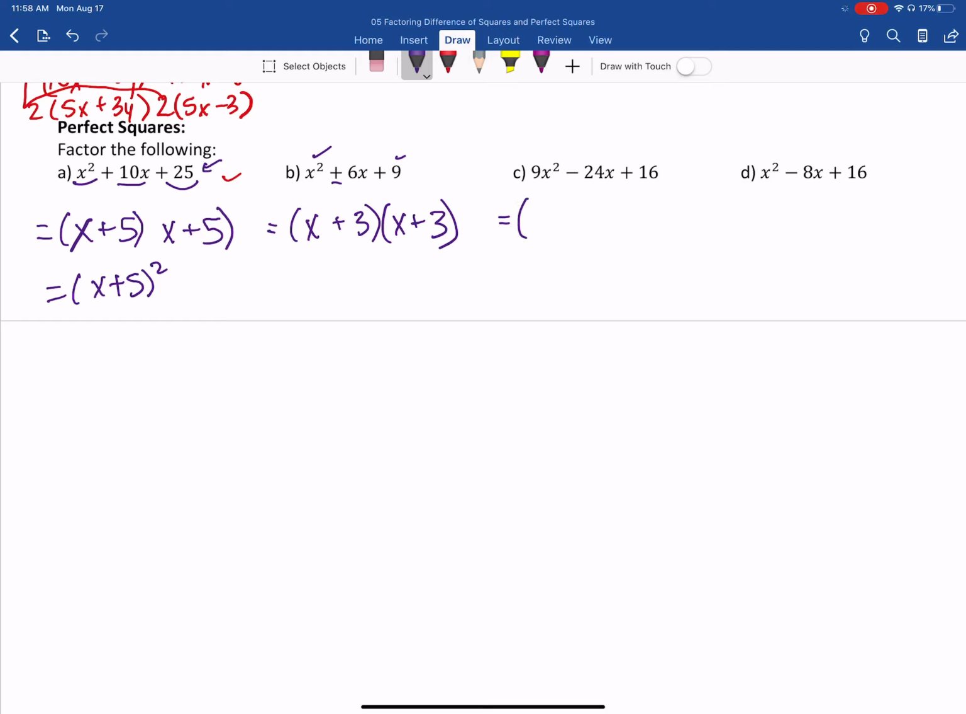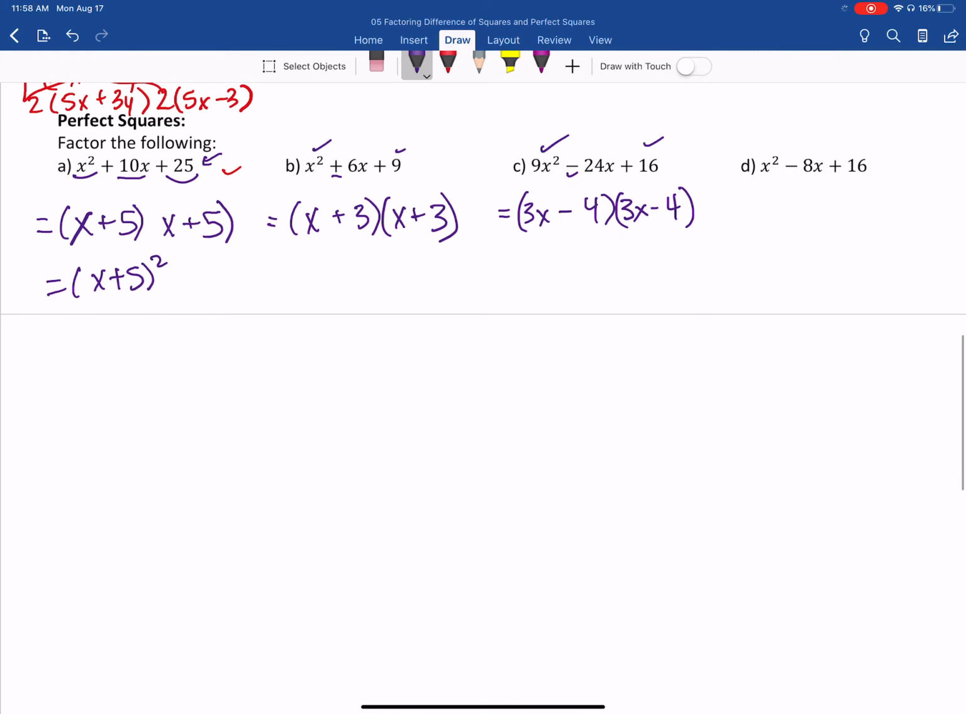Over here, this is a square number. This is a square number. So we know that's 3x, that's 3x, that's 4, and that's 4. And this is negative, so this one's going to be negative here and negative here. And we just double check to see if this is the case. And we've got minus 12 plus minus 12, which is minus 24, which is exactly what we want.